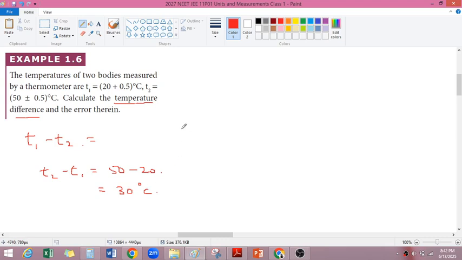But then how to find the delta? So delta T will still be addition only, delta T1 plus delta T2. So even though we are trying to find the difference, when it comes to the error, it will be added. So that means it will be 0.5 plus 0.5. So it will be 1 degree Celsius. So that means the T total plus or minus delta T is nothing but 30 degree plus or minus 1 degree.